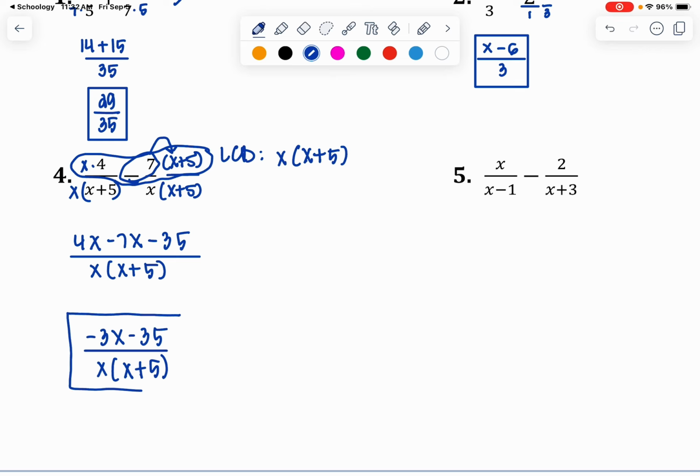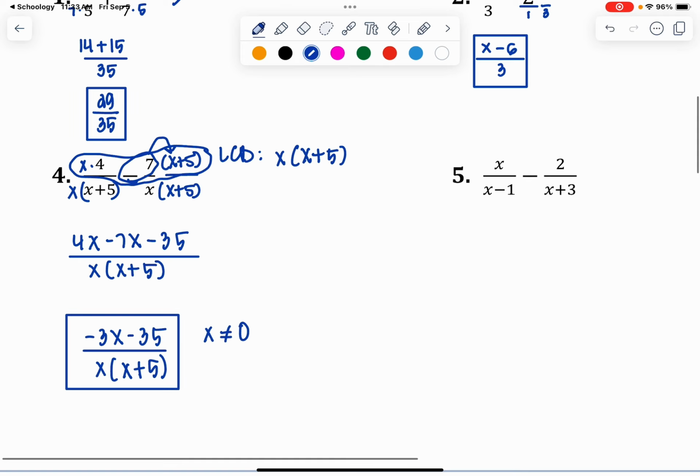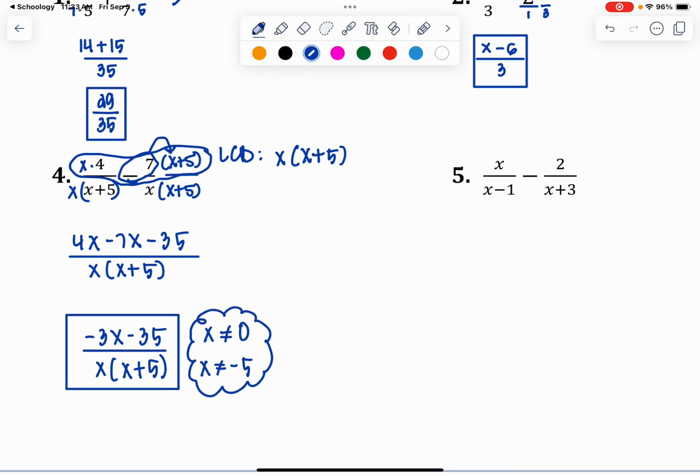And then there are restrictions on this because I do see x's in my denominator. So I know that x can't be 0, right? Because that would make this 0 times something. And then x can't be -5, because that would then become negative 5 plus 5, which is 0. So there's your restrictions on x.